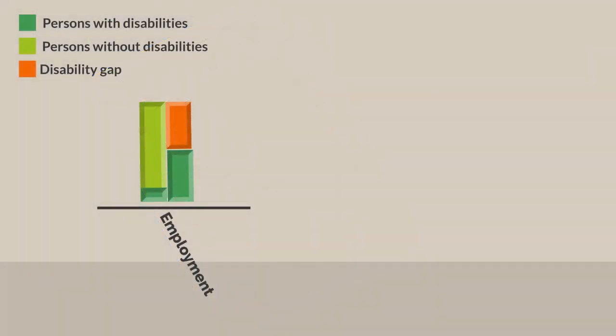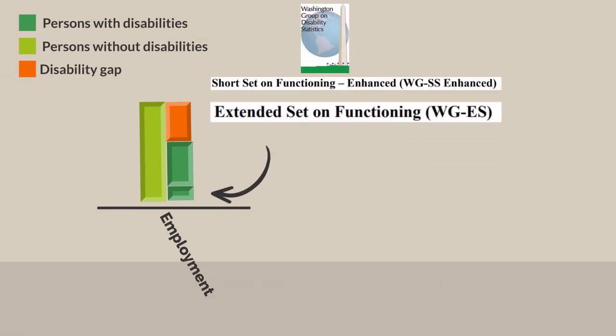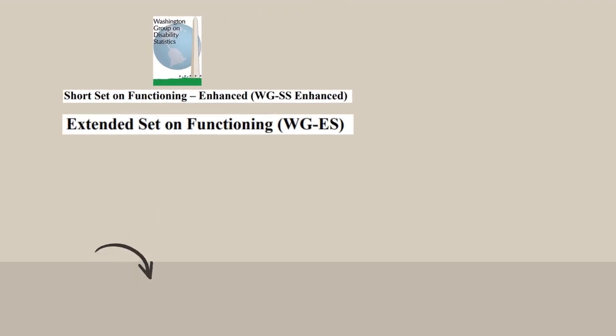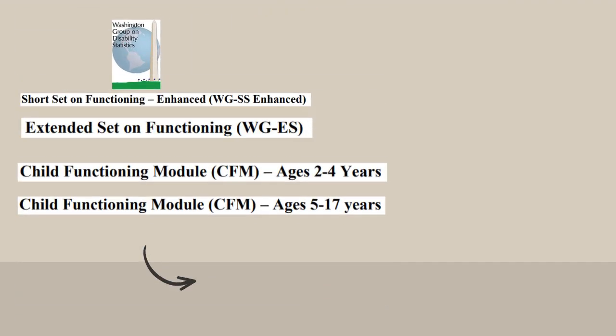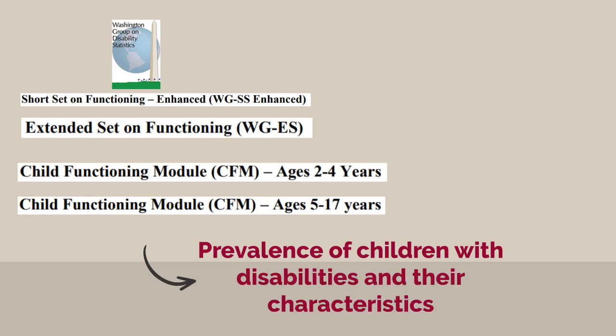Finally, if a country wants to reduce underestimation of the disability prevalence and any impact on the disability gap or is interested in the population of people with anxiety, depression and upper body difficulties, the Washington Group enhanced or extended set, which include questions on additional domains, can be used. The Child Functioning module can also be used to obtain a more comprehensive estimate of the prevalence of children with disabilities and their characteristics.